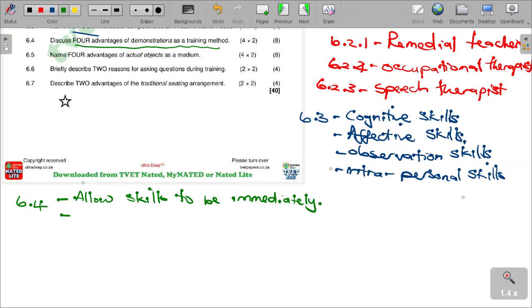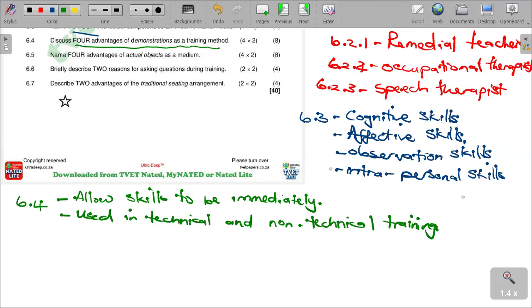And also it can be used in technical and non-technical training. It can also reduce the gap between theory and practice.